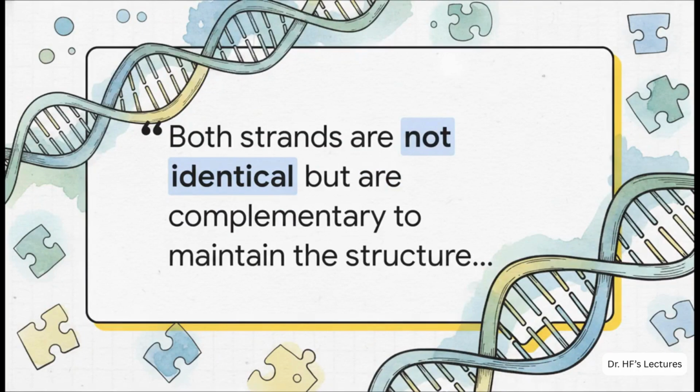Let's wrap things up with this definitive quote directly from our source material. Both strands are not identical, but are complementary to maintain the structure and function of DNA. It is such a wonderfully simple rule, right? Just A with T and G with C. Yet it governs literally the most complex biological processes on Earth. I want to leave you with this thought. Isn't it mind-blowing how a simple physical rule of shapes and bonds flawlessly dictates the entire blueprint of life within you? Keep that in mind the next time you look at a double helix.